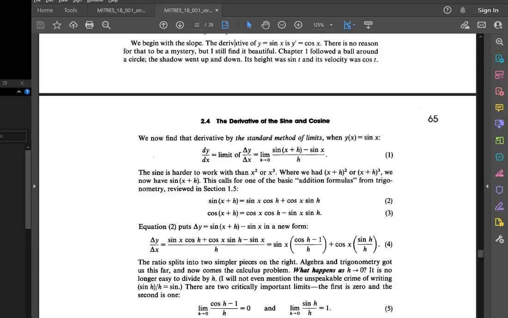Okay, I would like to go over briefly the material for this week, sections 2.4 through 2.7. First is derivative of sine and cosine. Now you may remember what these are from your calculus class. Derivative of sine is cosine, and derivative of cosine is minus sine.